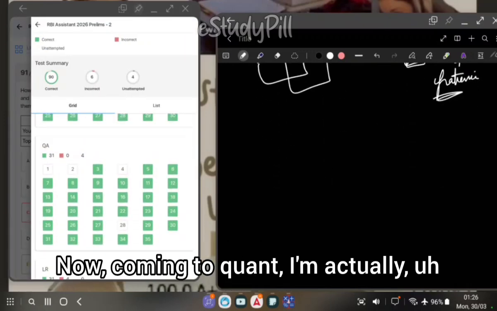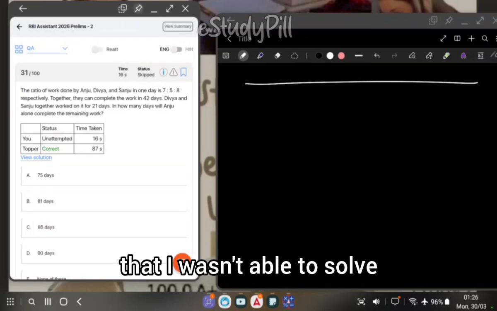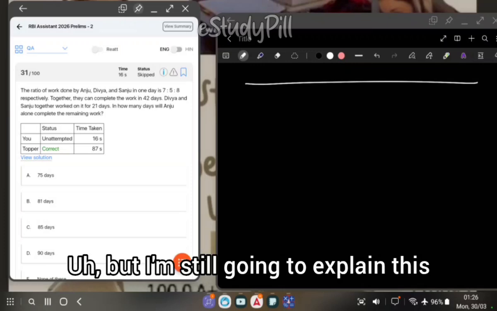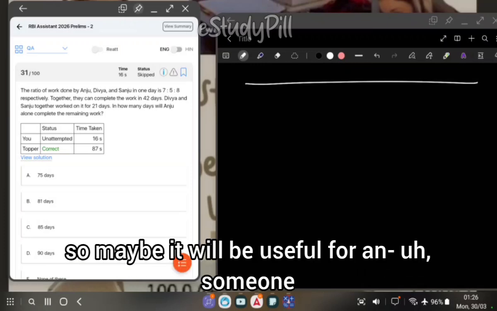Now coming to quant, I'm actually quite happy with how this turned out. So the question that I wasn't able to solve, I'm going to solve. Do pause the video and try to solve this. But I'm still going to explain this because I wasn't able to solve it. So maybe it will be useful for someone.